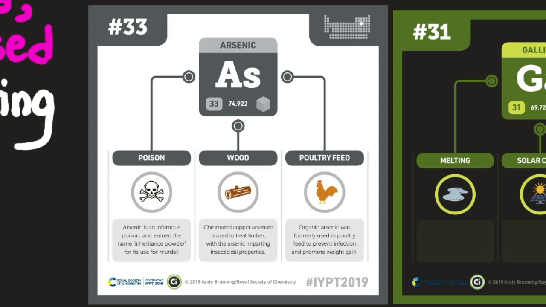Arsenic is an infamous poison and earned the name inheritance powder for its use for murder. Arsenic wood, chromated copper arsenate, is used to treat timber, with the arsenic imparting insecticidal properties. Poultry feed. Organic arsenic was formerly used in poultry feed to prevent infection and promote weight gain.